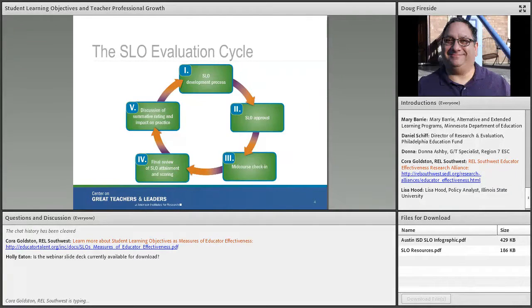So what does the SLO evaluation cycle look like? Well, it starts with teachers doing what most teachers do anyways, and that is identifying which students they teach and where those students are starting out the year. Then teachers collect data and they identify the key outcomes that they want for the students, which standards they're going to focus on, and they develop the SLO.